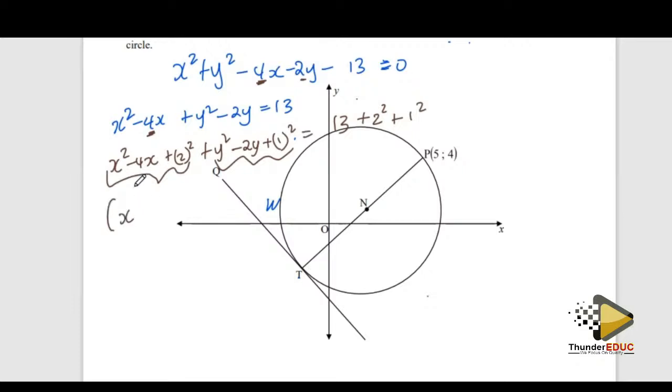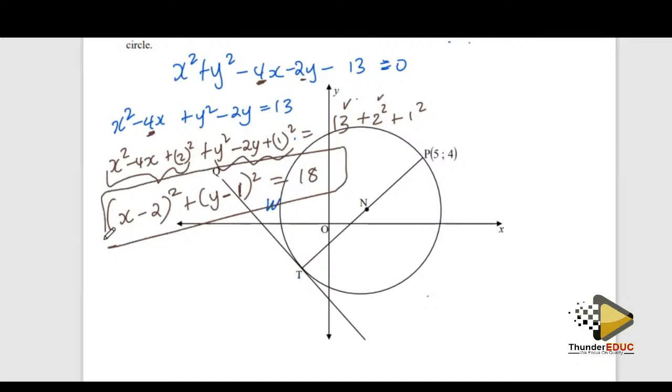So that's going to be x minus 2. So x with this sign, and then that number that you squared. And then plus, we're saying y with this sign, and then the number that we squared, minus 1, must give us, this is 13 plus 4, that's 17 plus 1 is giving us 18. So that is how we would have completed the squares.